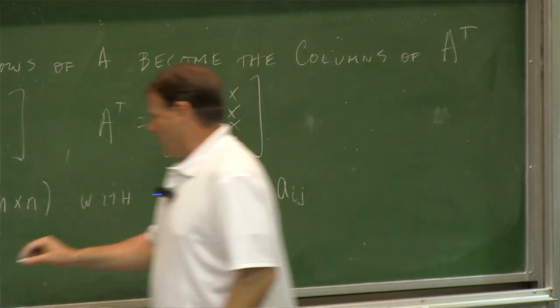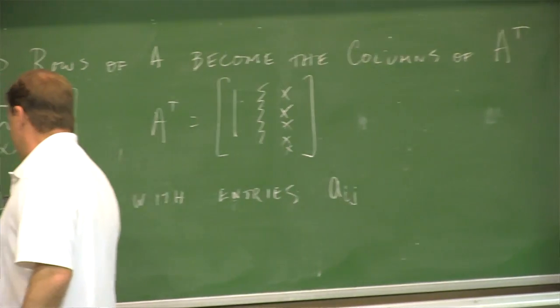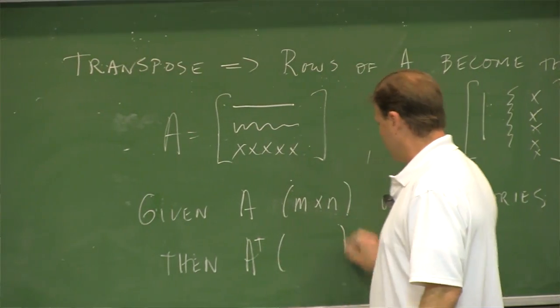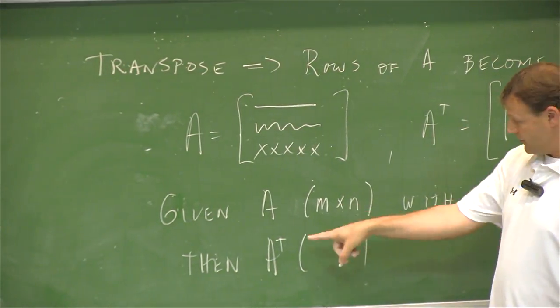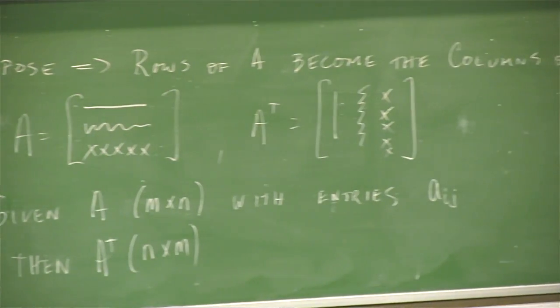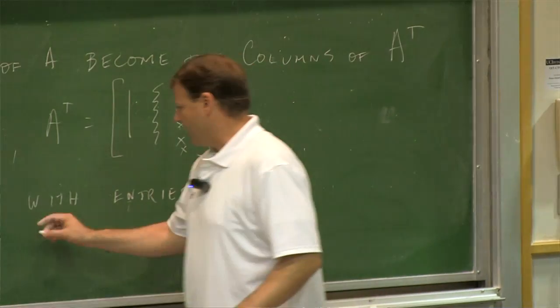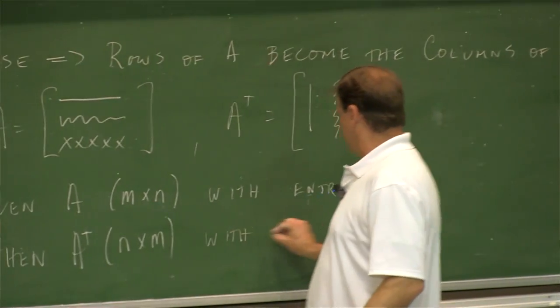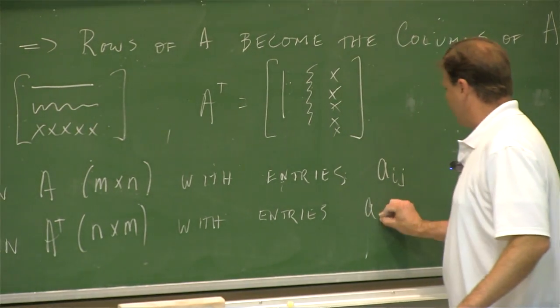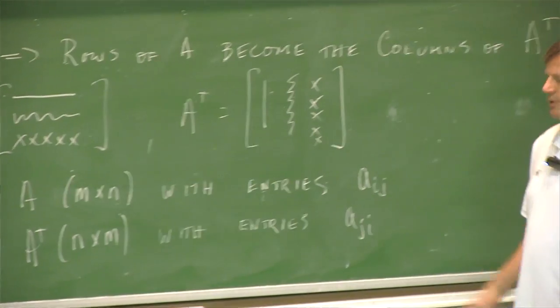Then A transpose. Now you can really see the word transpose here. If A is m by n, then A transpose is n by m. We transpose the dimensions. And here we can also see it with entries. What are the entries? a_ji. I switch them.